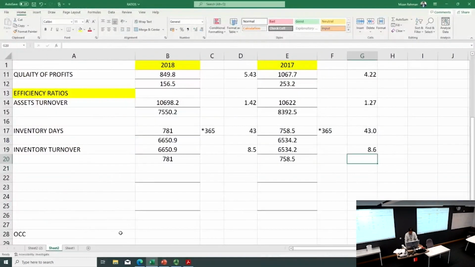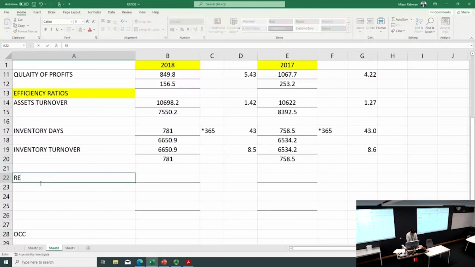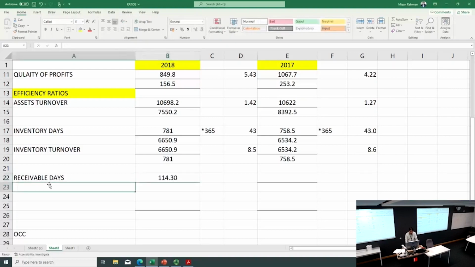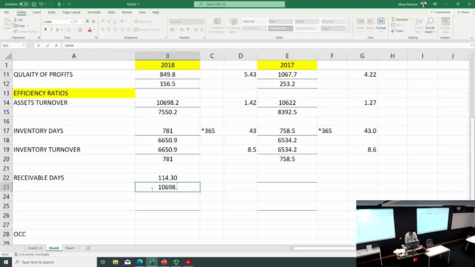So let's do a rough calculation here. What are we doing? We are calculating Receivable Days. 114.3 million pound outstanding in 2018, and the total sales were 10698.2.